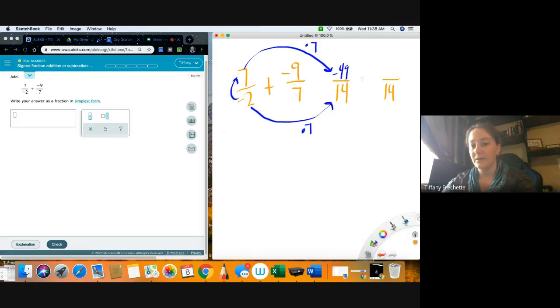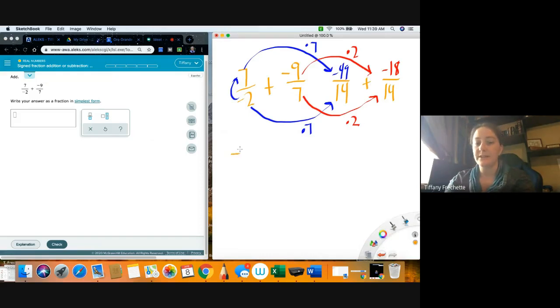And then I'm going to go, this was a plus -9. So I'm going to go with red on this one. I want to say, what do I multiply by for 7 to get from 7 to 14? I multiply by 2. I'm going to do the same thing to the top here. So I have -9 times 2, and I get -18. And I'm going to put this plus sign back in the middle here.